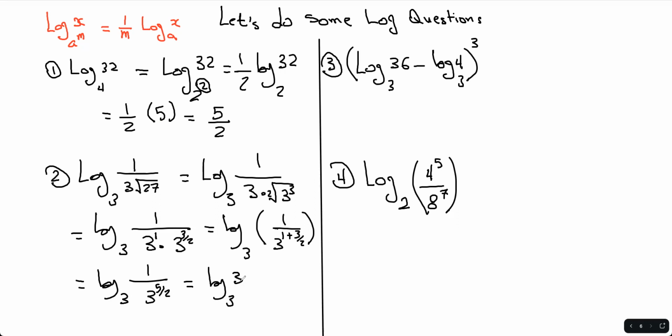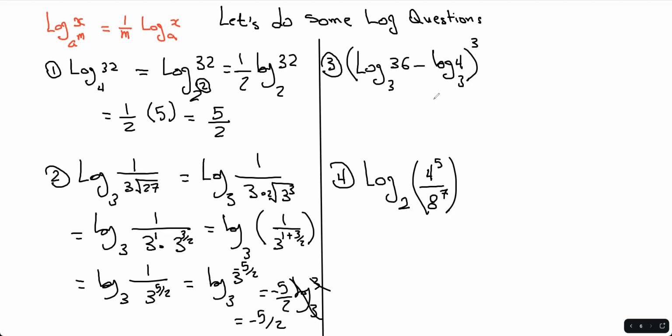And I'm going to change the 5/2 exponent to negative. So bring it to the top, change the exponent to negative. You could do that. And therefore, now that's negative 5/2 times log base 3 of 3, and log base 3 of 3 is 1. So the final answer is just negative 5/2.